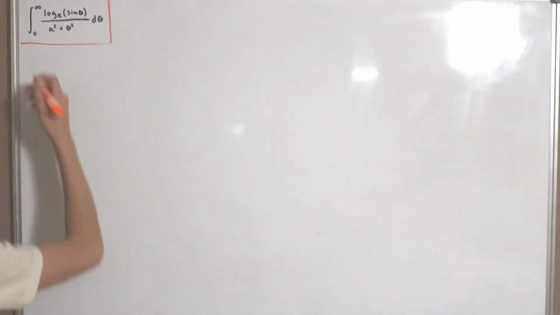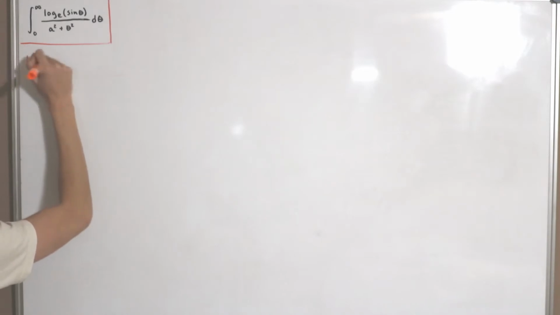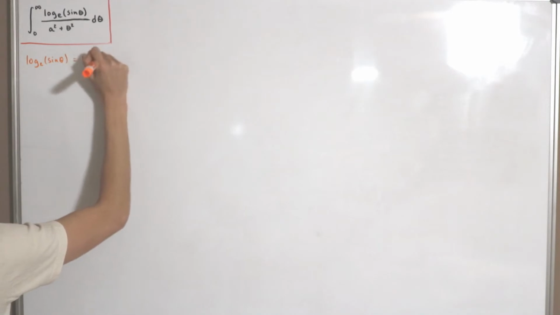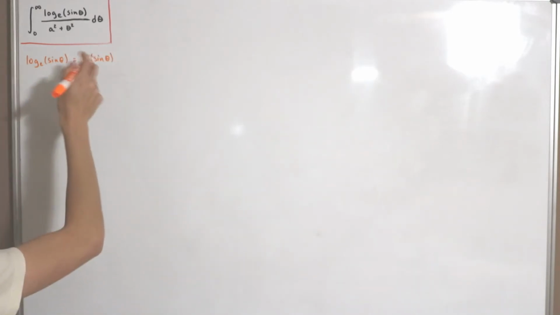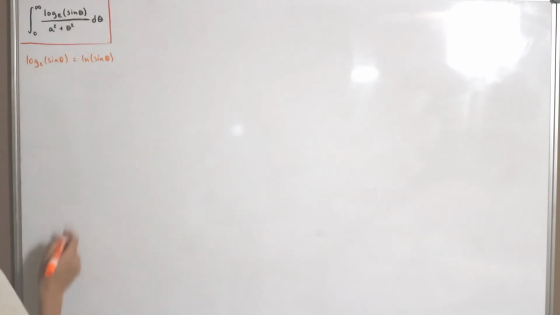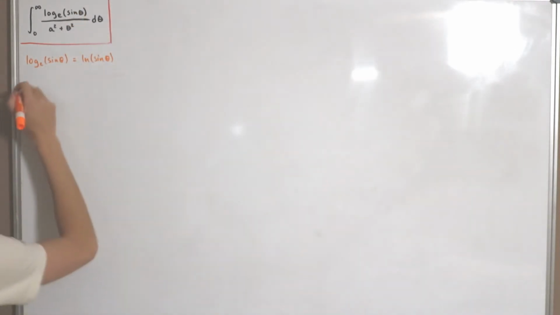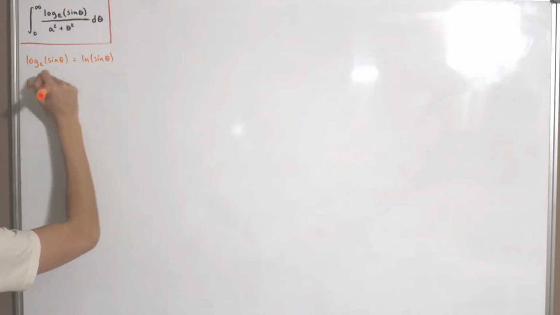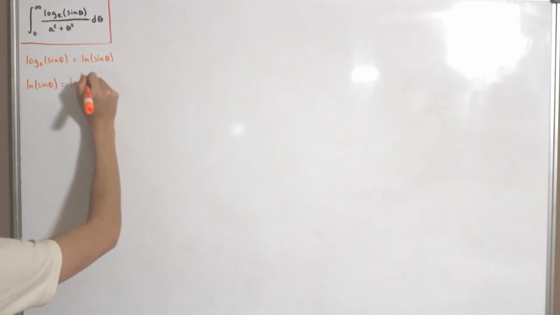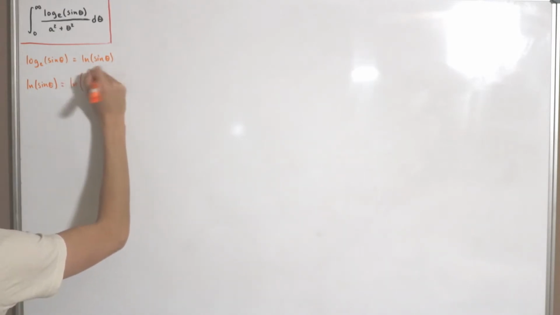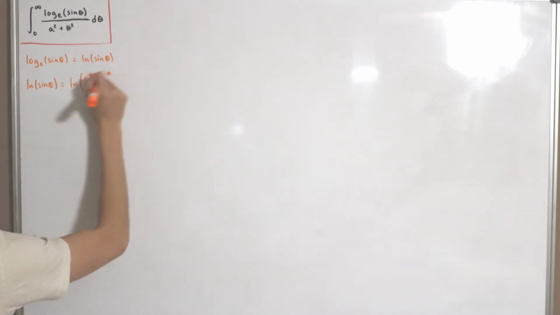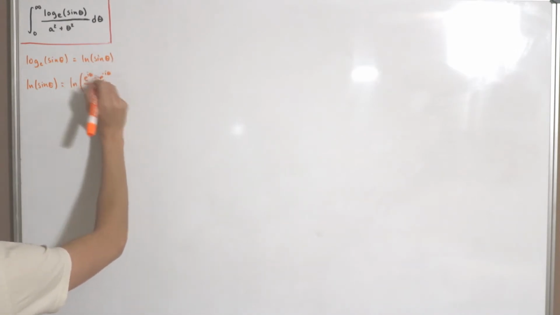Log base e sine theta is just the equivalent of the natural log of sine theta, so I can replace that. But before I do any of this, let's convert sine theta into terms of the exponential complex function. So the natural log of sine theta is simply equal to the natural log of e to the I theta, subtract e to the negative I theta, and then divide that by 2i.